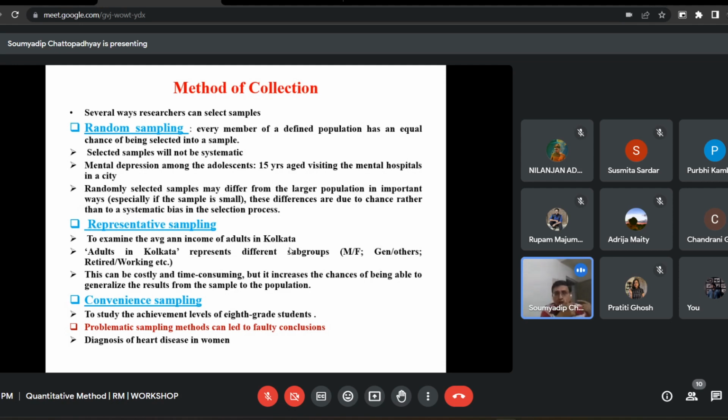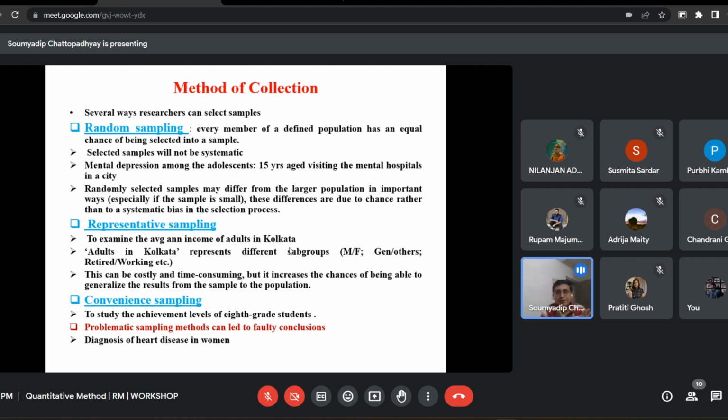That means there is a very subtle distinction between a sampling which is random in nature and the sampling which is non-systematic in nature. For example, the example which I have just given, the mental depression among the adolescents, you are considering 15 years aged boys or girls who are visiting the mental hospitals in a city. So that is a kind of example of a systematic sampling. Why am I calling it systematic? Because here we are systematically specifying the age group of the adolescents whom we are going to survey.